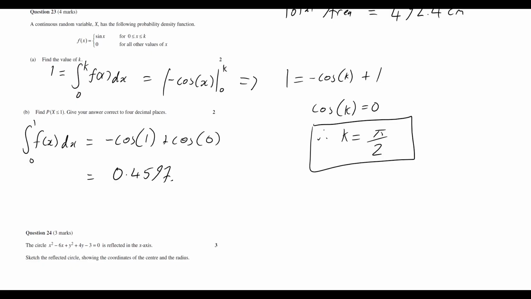Now on to question 24. The circle x squared minus 6x plus y squared plus 4y minus 3 equals 0 is reflected in the x-axis. So sketch the reflected circle showing the coordinates of the center and the radius. Okay, so what we need to do first is probably just quickly work out what this normal circle will look like. So what I'd recommend doing here is, first of all, we'll move that 3 to the other side. So now our equation will look like this: x squared minus 6x plus y squared plus 4y equals 3.